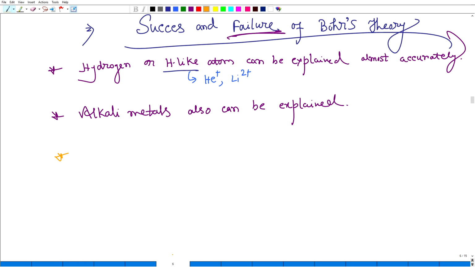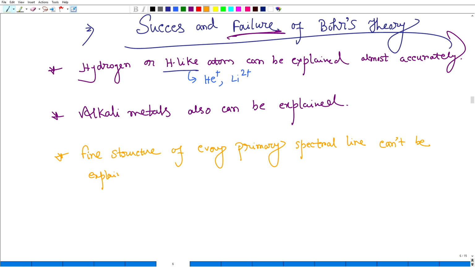This is the main drawback, we can say. This fine structure of every one of those lines, called primary spectral lines, can't be explained with the help of Bohr's theory. Okay, so this is another limitation.